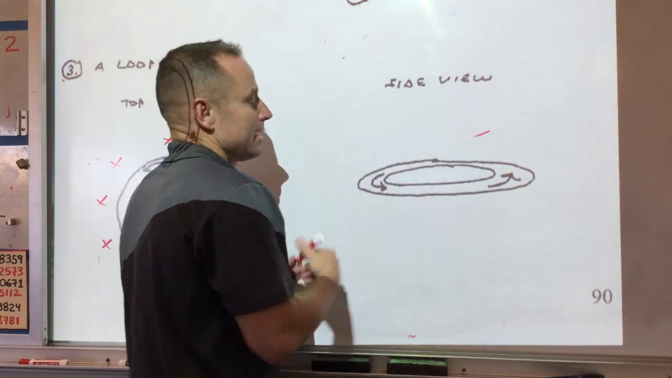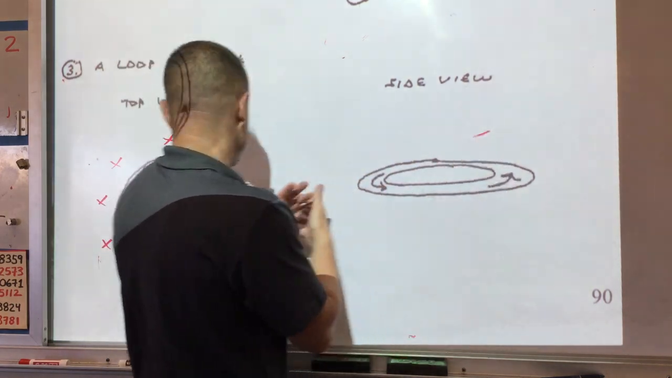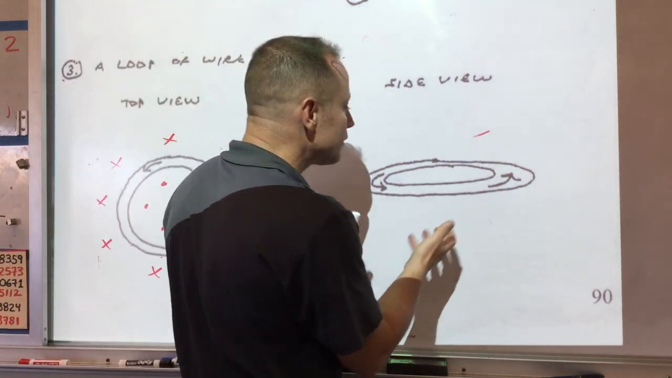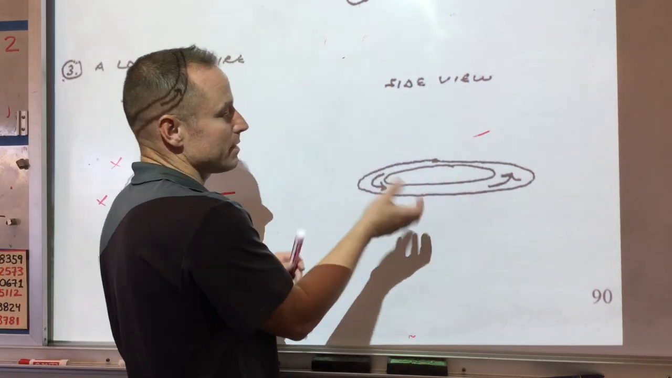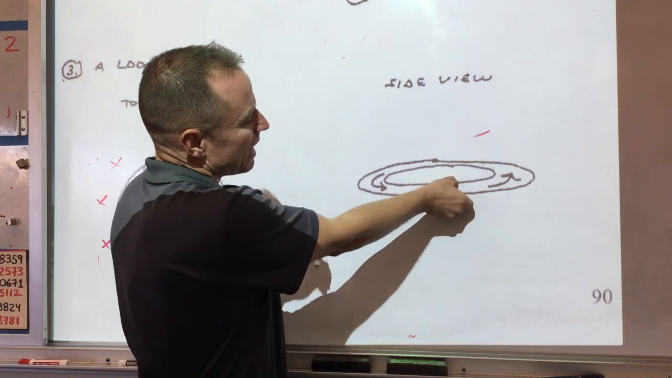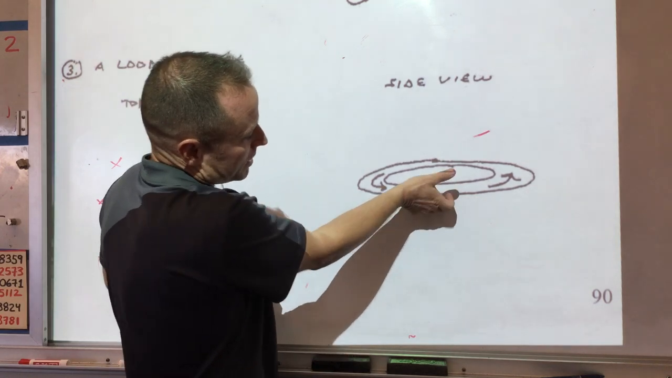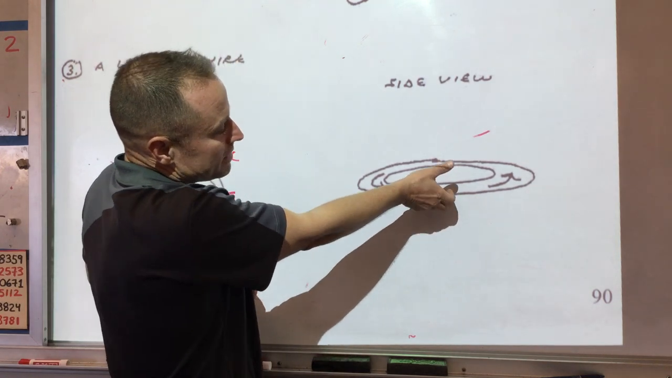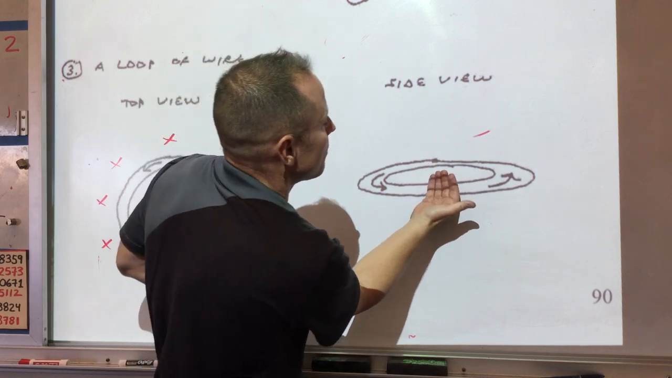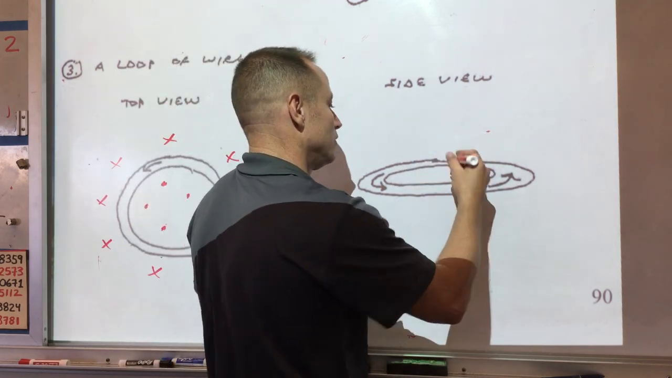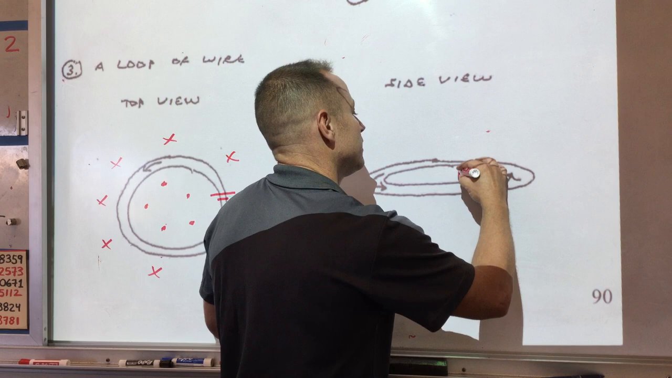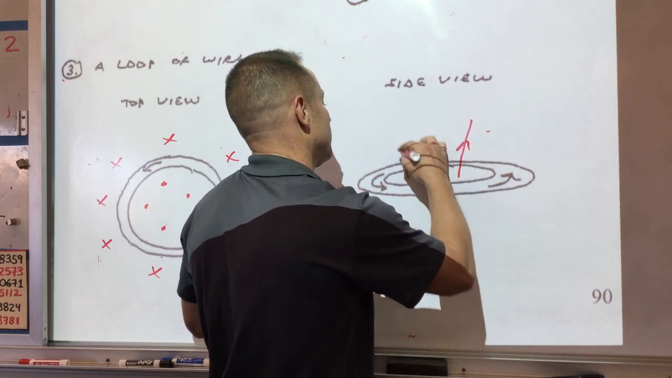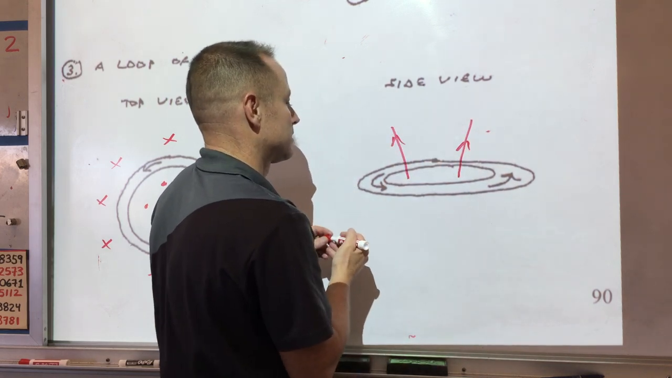Okay? And so let's do the same thing. All I'm trying to do is draw the same field from a different perspective. So let's play the same game. You pretend to grab this front segment with your thumb in the direction of the current. And what you can see is your fingers would wrap around such that they come up in the interior of the loop. And so the field within the loop is going to point up like this, right?